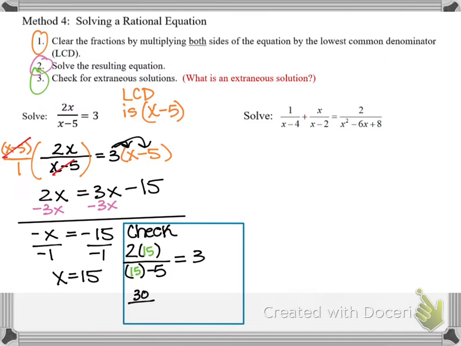So I'm going to get 30 over 10, and that's supposed to equal 3. And yes, indeed, it does. 30 over 10 equals 3. So I'm confident that 15 is my solution.